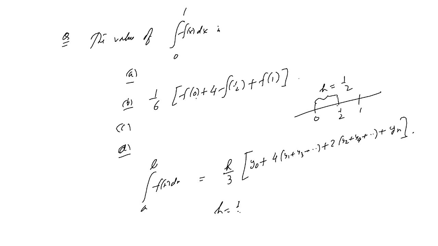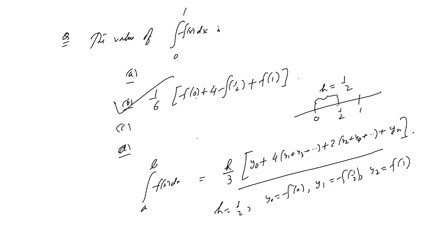So the value of h is half, and y0 is basically f of 0, y1 is basically f of half, and y2, the last term, is basically f of 1. Just using this formula, you will see this option is correct, because h by 3 times (y0 plus 4y1 plus y2) gives 1 by 6 of f(0) plus 4 f(half) plus f(1). This is question number 10.